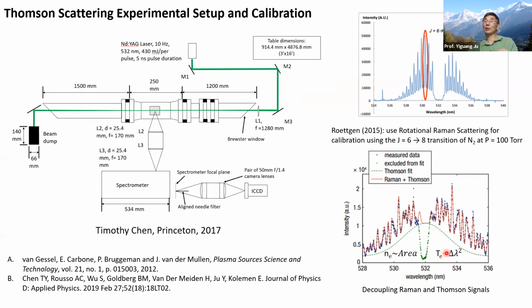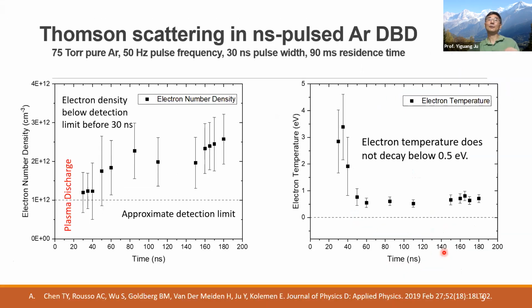And the electron temperature will depend on the broadening, the delta lambda. The higher the delta lambda, the higher the temperature. By doing this, you can obtain two things together: the number density of electrons and the temperature. So let me show you the result.